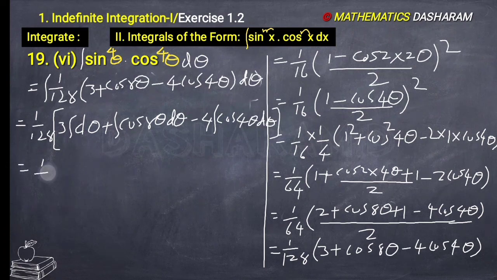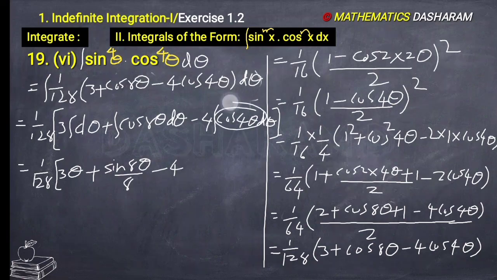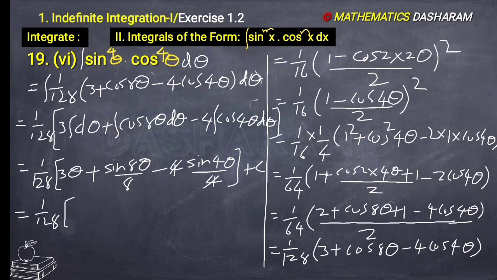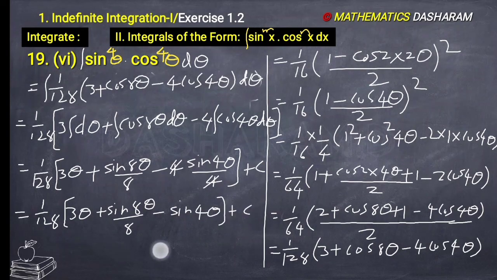So it is equal to 1 by 128 bracket of integration d theta is theta, plus integration of cos 8 theta is sin 8 theta divided by 8, minus 4 into integration of cos 4 theta, sin 4 theta divided by 4, and add one constant. Here 4 cancels. 1 by 128 bracket of 3 theta plus sine 8 theta by 8 minus sine 4 theta plus c is our required answer.